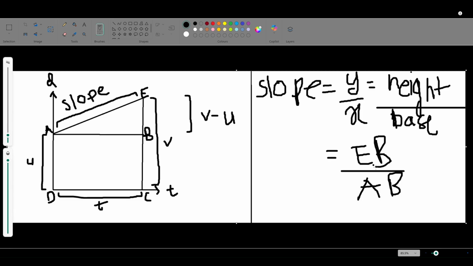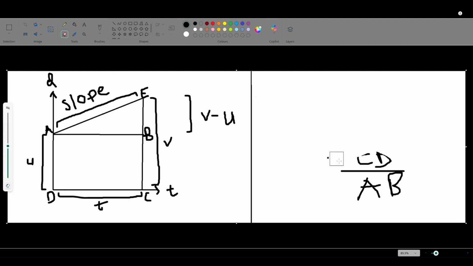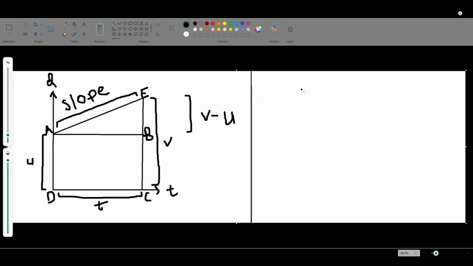So now what is the value of EB? The value of EB is v minus u, so we will substitute in v minus u, and also the value of AB is t, so we will substitute in t. We know the slope here is equal to v minus u by t, and you know what else is v minus u by t? Well, you guessed it right, it's acceleration. So we can write here a equals v minus u by t.